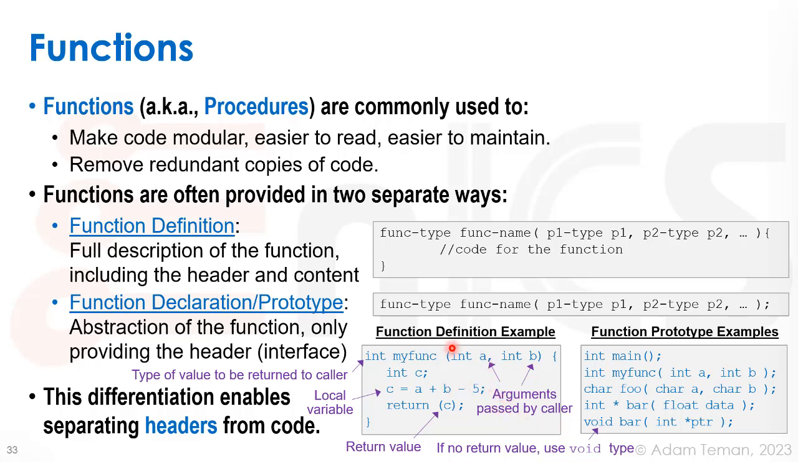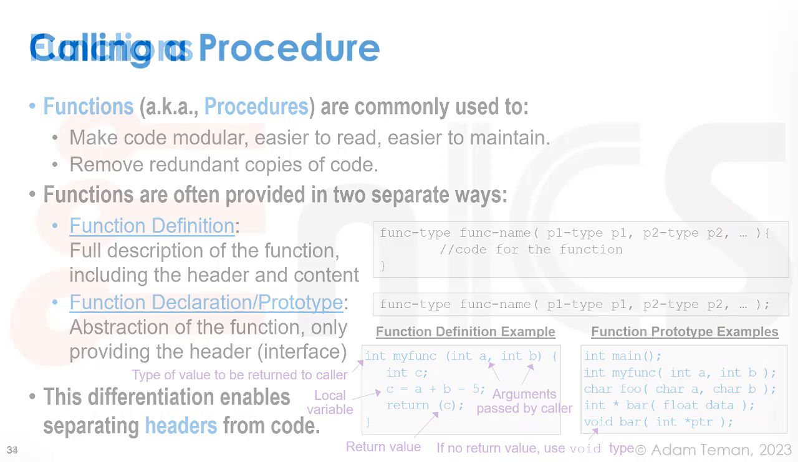When we have this differentiation between the function definition and the prototyping, that enables us to separate the headers from code, and it's very often provided that way. So we'll get a .h file or something like that, which will just have the headers that we include, but we don't have to have the actual code.